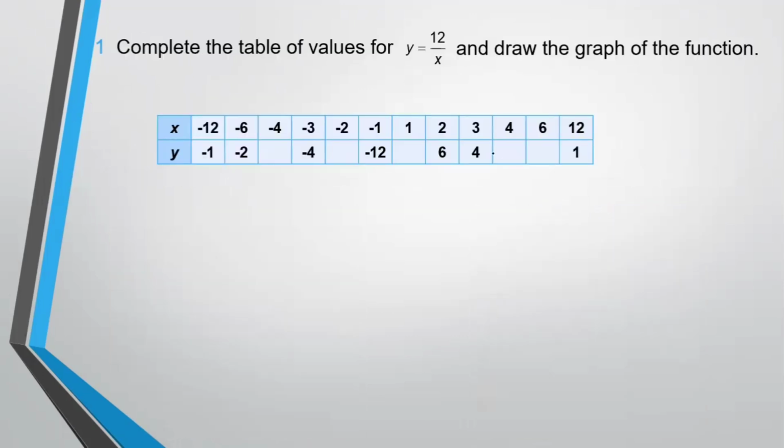Let's start with the first question. Complete the table for y is equal to 12 upon x and draw the graph of the function. So 12 is positive. The value of x is minus 12, 12 upon minus 12 is minus 1. 12 upon minus 6 is minus 2. 12 upon minus 4 is minus 3. 12 upon minus 2 is going to be minus 6. 12 upon 1 is 12. 12 upon 4 is going to be positive 3. 12 upon 6 is going to be positive 2. And 12 upon 12 is 1.